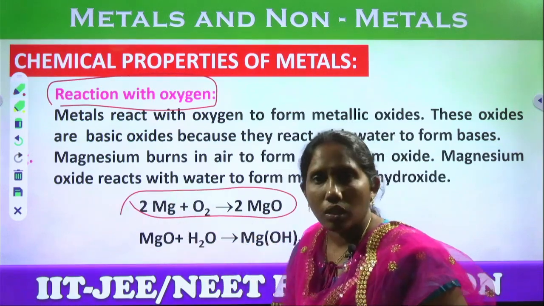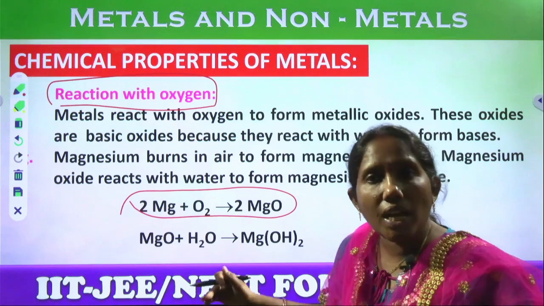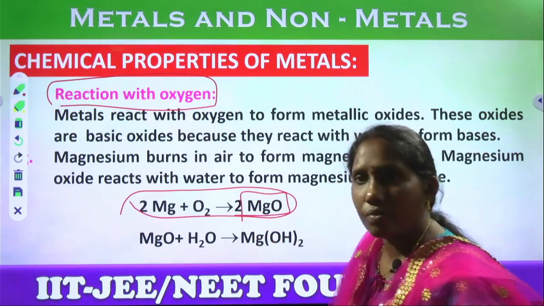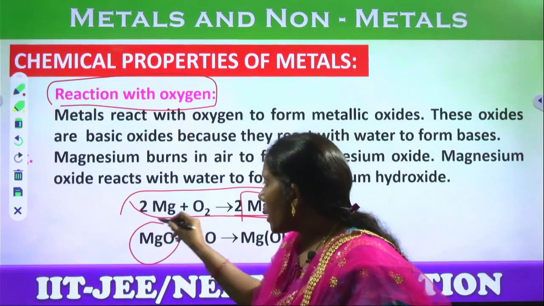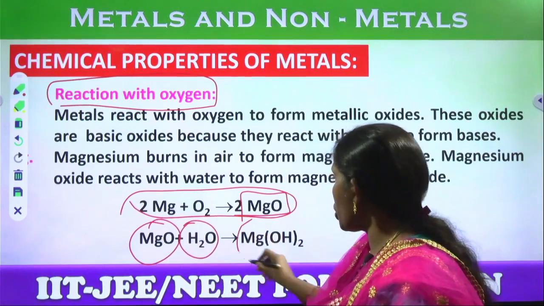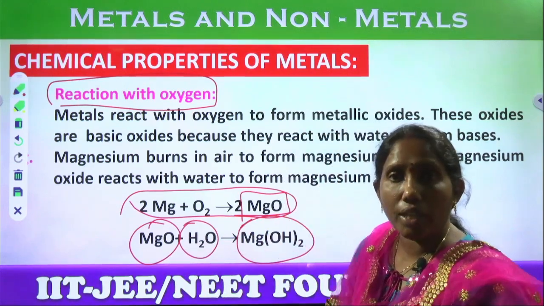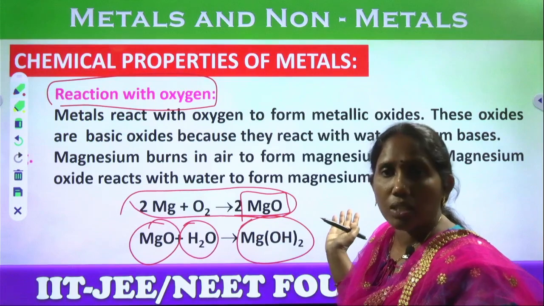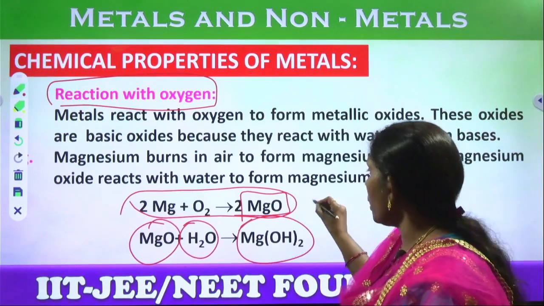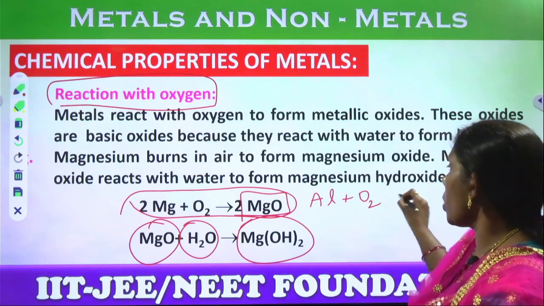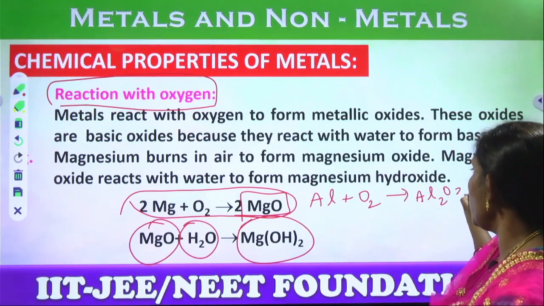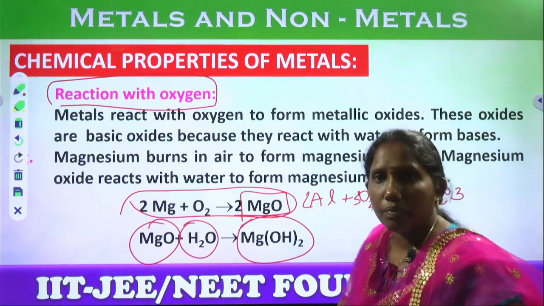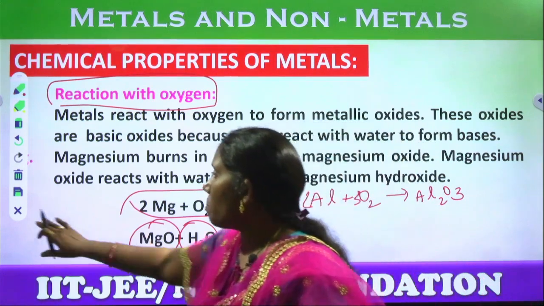See, take here one example. Magnesium is a metal. It is reacting with oxygen and forms magnesium oxide, MgO. If this magnesium oxide reacts with water, it forms magnesium hydroxide, Mg(OH)2. So what happens when metal reacts with oxygen? It forms the metallic oxides. Suppose take aluminium. Aluminium reacting with oxygen forms aluminium oxide, Al2O3. You have to balance the equation, 4Al plus 3O2. All the metals form the metallic oxides.